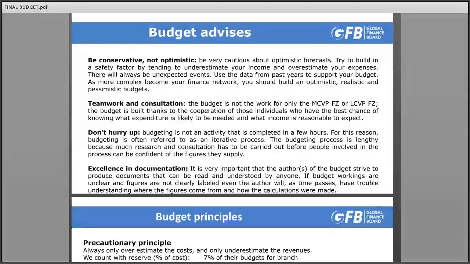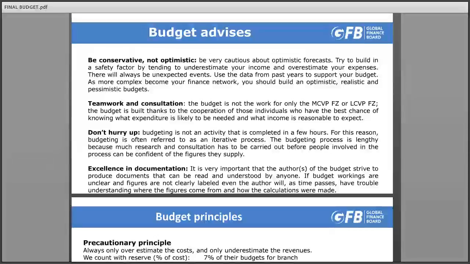Teamwork and consultation. The budget is not only the work of the MCBP Finance or LCBP Finance. The budget is built thanks to the cooperation of those individuals who have the best chance of knowing what expenditure is likely to be needed and what income is reasonable to expect.